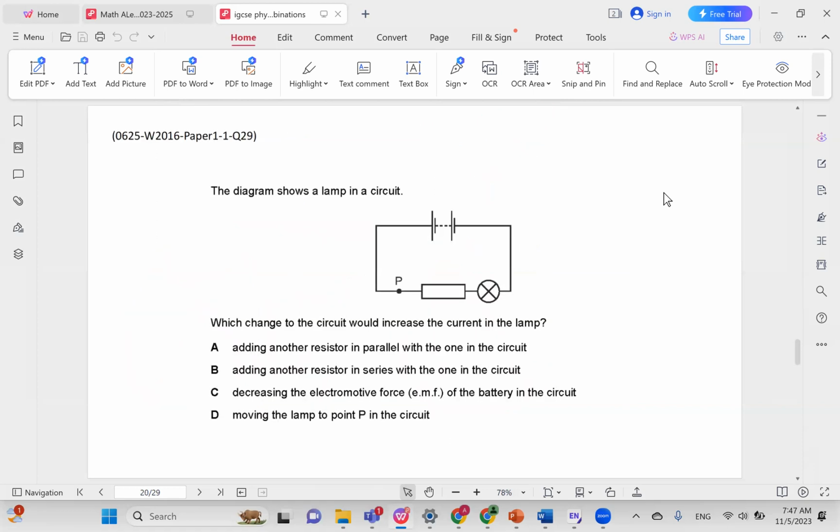Which change to the circuit would increase the current in the lamp? Again, to increase the current, E equals IR. To increase the current, you need to decrease the resistance. So how would you decrease the resistance? By adding a resistor in parallel, because we said that if we add any resistor in parallel, the total resistance decreases. B is wrong because if you add in series, the resistance increases.